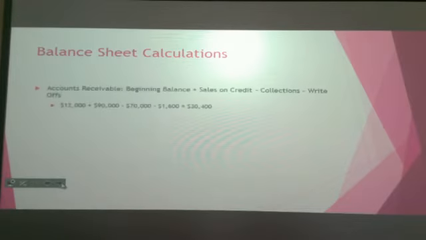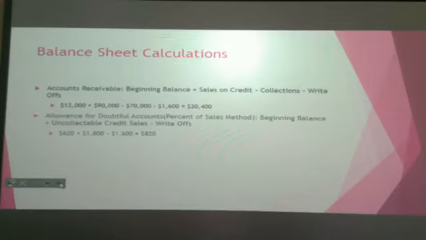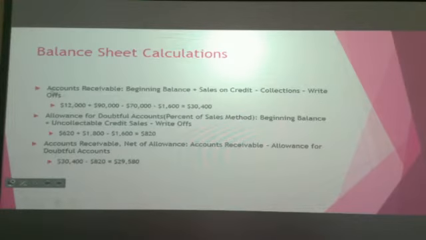Okay. So these are the balance sheet calculations that we're going to have to do. We need the accounts receivable, the allowance for doubtful accounts balance, and the accounts receivable net of allowance. For your accounts receivable balance, you begin with the beginning balance, add your sales on credit, and take away your collections and any write-off. So we started off with a $12,000 balance, we sold $90,000 on credit, we collected $70,000, and we wrote off $1,600. So our total is $30,400.